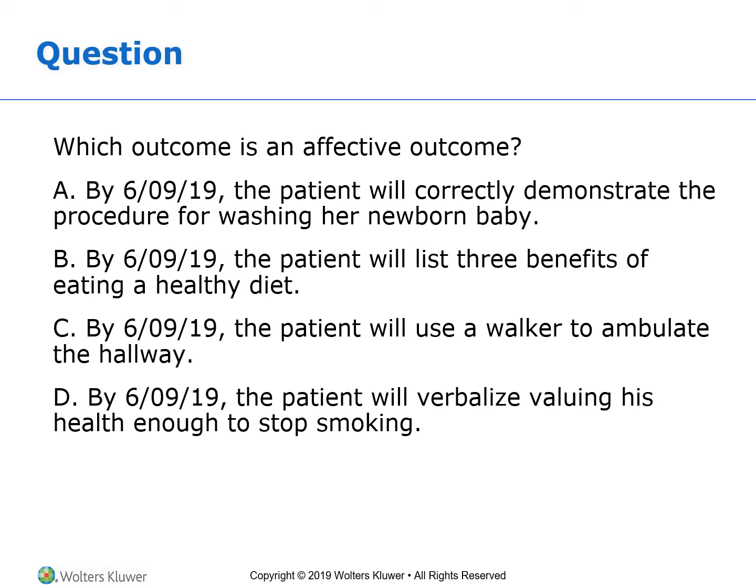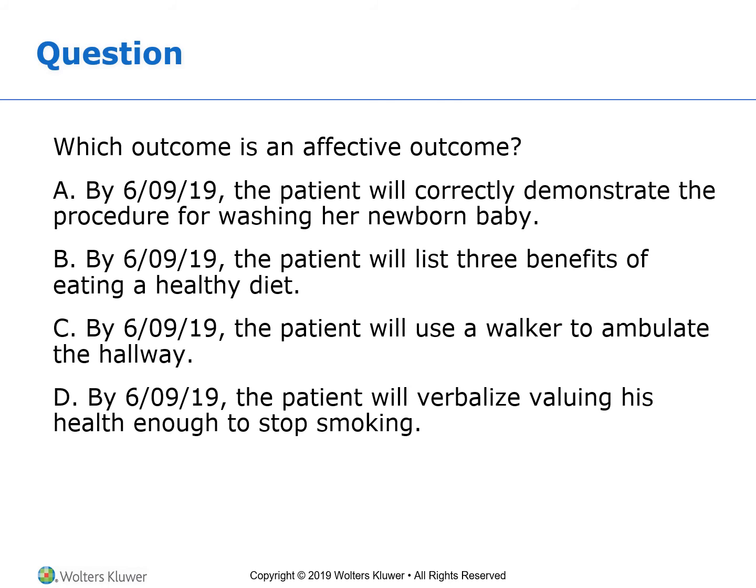So which outcome would be considered an effective outcome? Remember, effective talks about values, beliefs. By 6-9-19, the patient will correctly demonstrate the procedure for washing her newborn baby. By 6-9-19, the patient will list 3 benefits of eating a healthy diet. By 6-9-19, the patient will use a walker to ambulate the hallway. By 6-9-19, the patient will verbalize valuing his health enough to stop smoking.